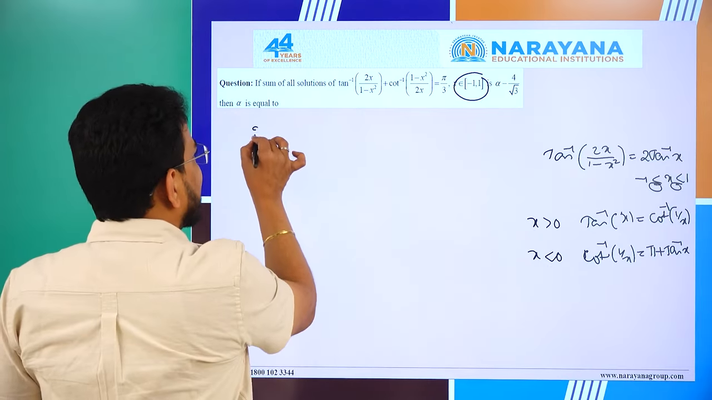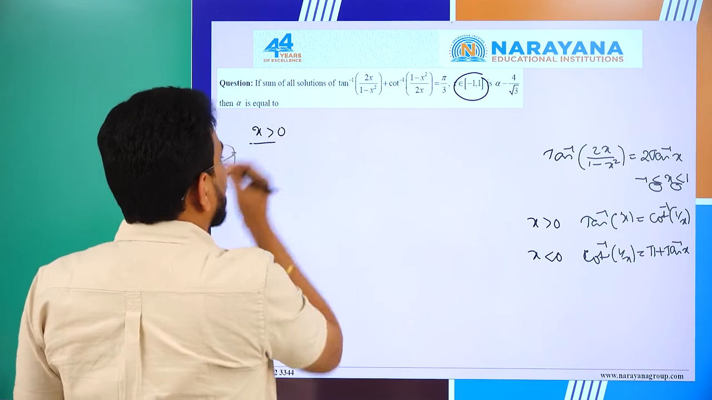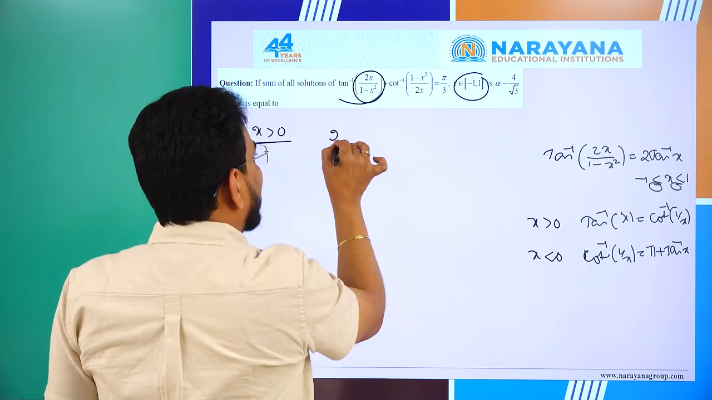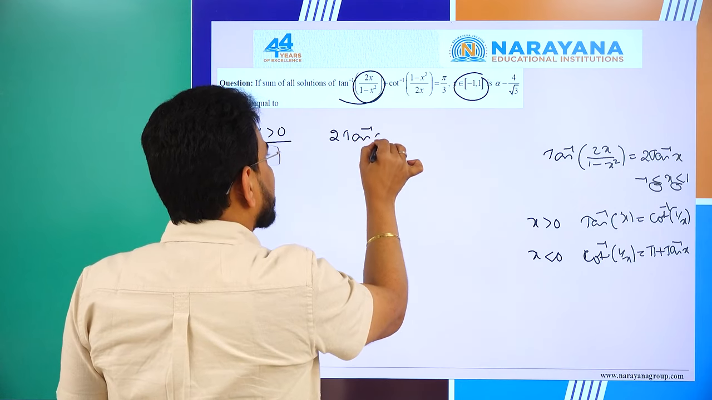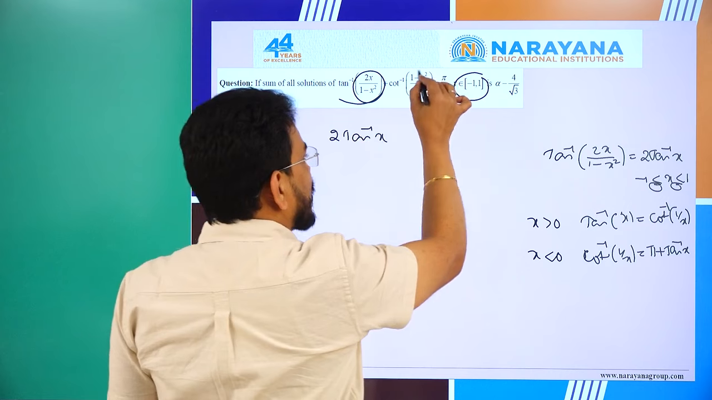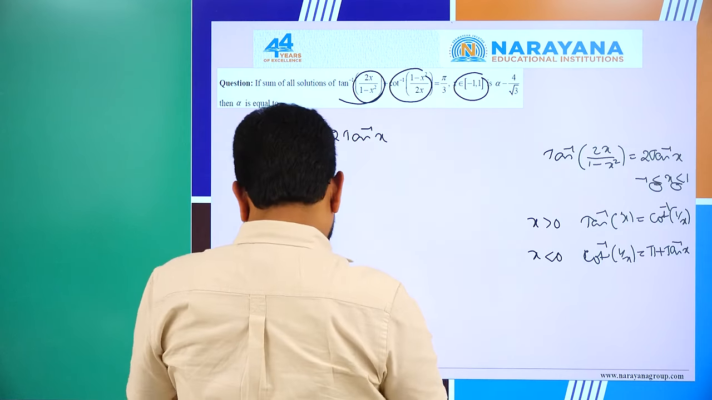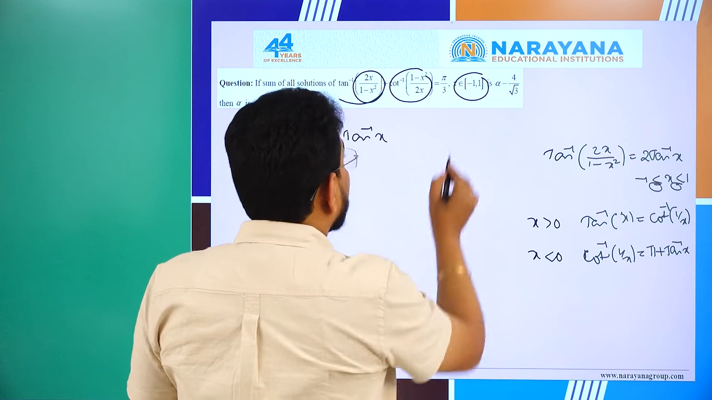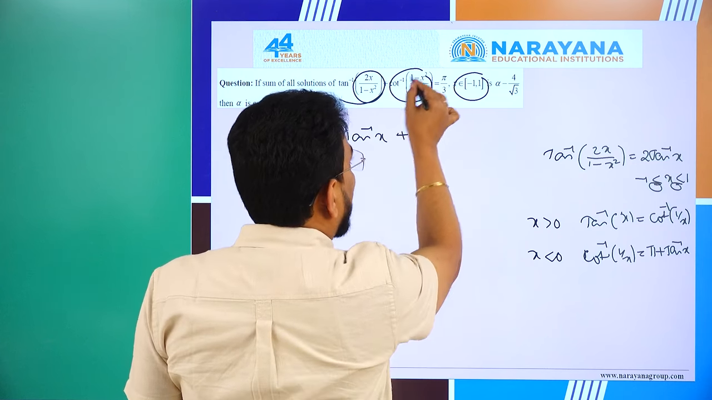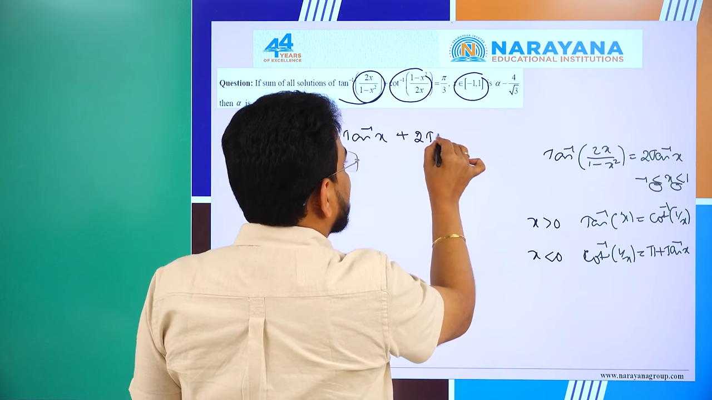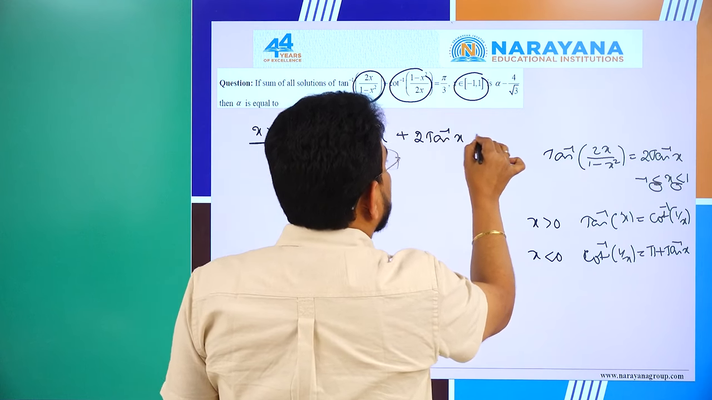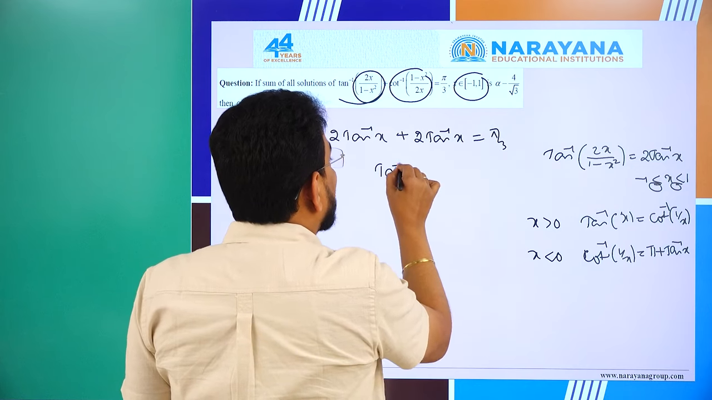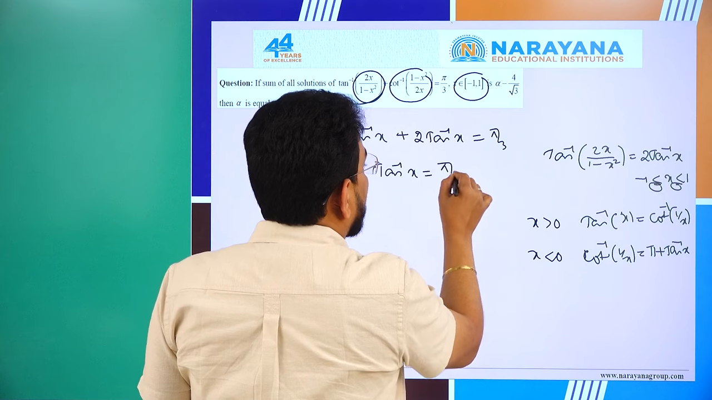So first thing is x is greater than 0, this quantity is positive, and I'll write it as 2 tan inverse of x, and this quantity is also positive, and tan inverse of x you can write as cot inverse of 1 by x. So you write 2 tan inverse of x is equal to pi by 3. So tan inverse of x is equal to pi by 6.